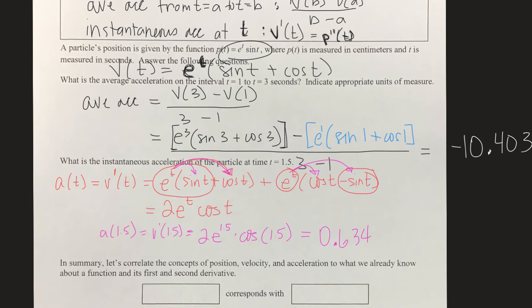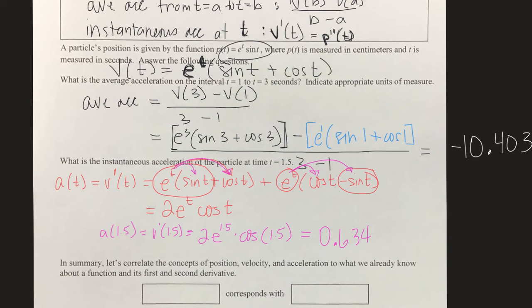Average acceleration is the change in velocity over the change in time: V of 3 minus V of 1 over 3 minus 1. So I substitute 3 into my velocity function, and I substitute 1 into my velocity function, and I divide by 2, and I got this as my acceleration.